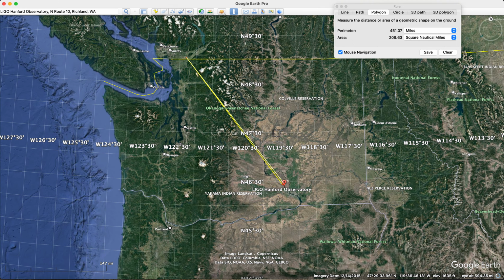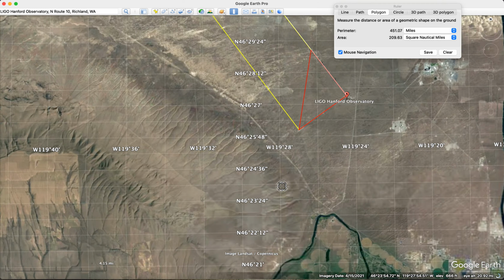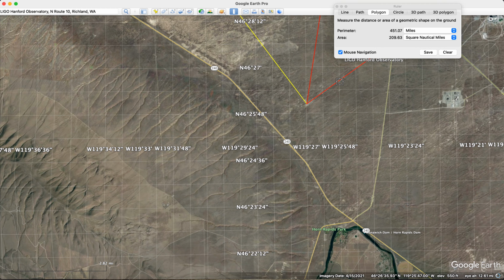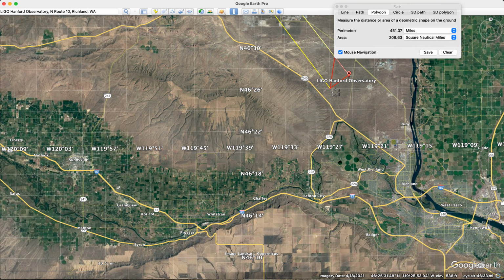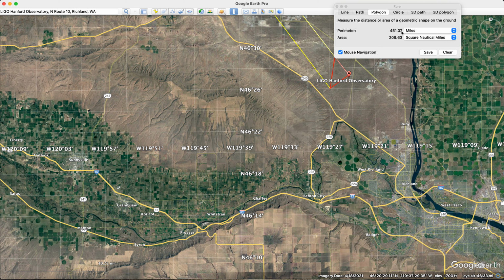This stuff always happens faster when you're not on video. From the LIGO station up to here, then back down to the other arm of the LIGO station, which we know is 2.5 miles, between here and here. And that all came to 451.07 miles as its perimeter. So 451.07 miles is the perimeter.